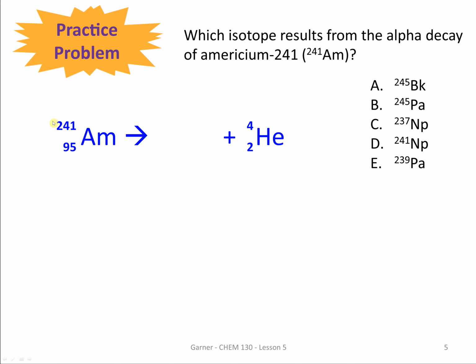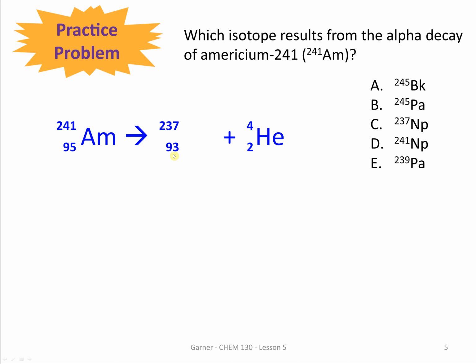So I can, of course, just subtract 4 from 241 to find that the mass number of my daughter nucleus is going to be 237. I need to do the same thing with the atomic number. So I need to take 95 and subtract 2 from it to give me an atomic number of 93 in my product.